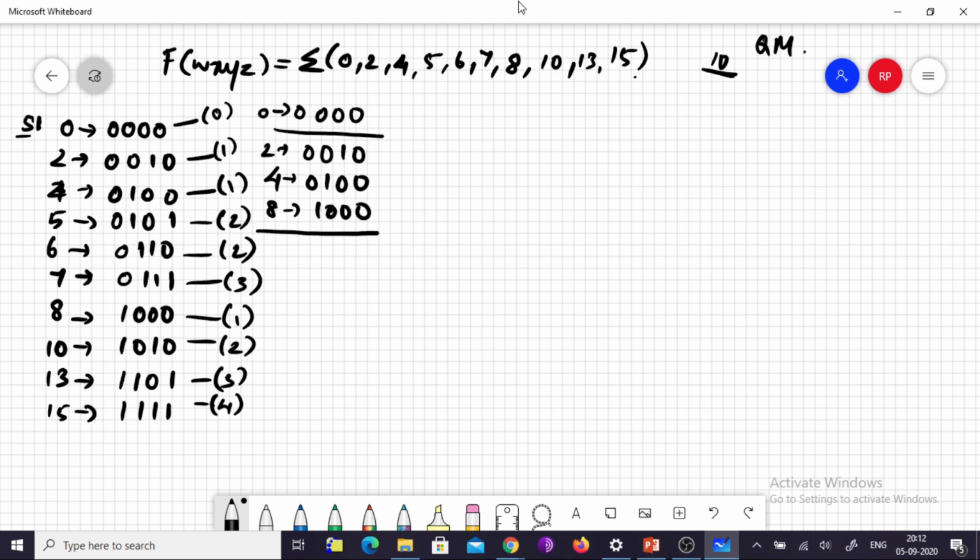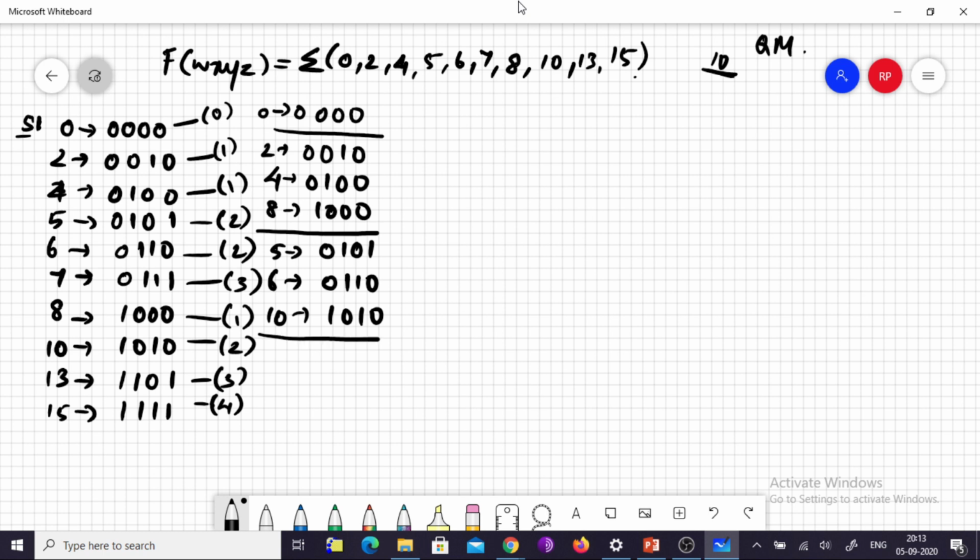Now I will take the set which has 2 ones inside. I start with number 5, which is 0, 1, 0, 1, with 2 ones. Then I take number 6, which is again 0, 1, 1, 0. Then I take number 10, which gives me 1, 0, 1, 0. That's it, we'll close this set.